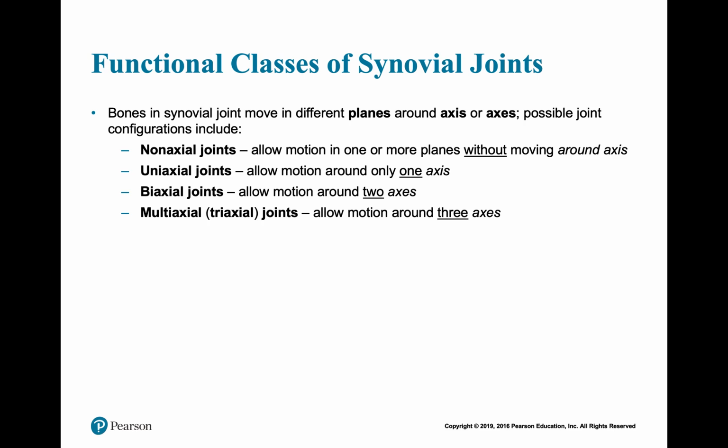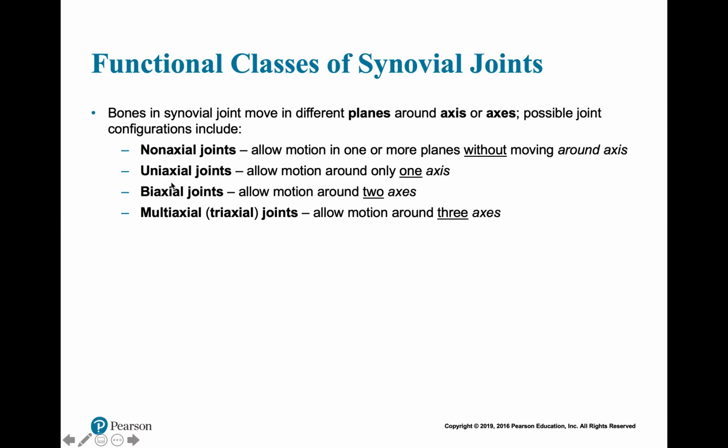And so the possible configurations are non-axial joints. A non-axial synovial joint would be between 2 bones that just slide past one another. So it's moving in multiple planes, but it does not move around an axis. So this is going to be a gliding or a plane joint. The bones just slide past one another.